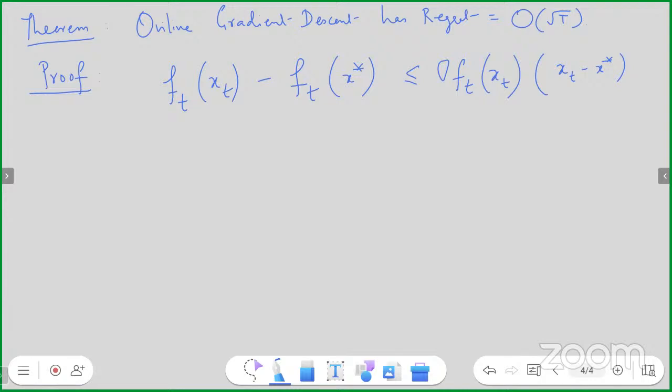This is our basic convexity definition. The signs have been switched. That's why it has gone to xt. Okay.